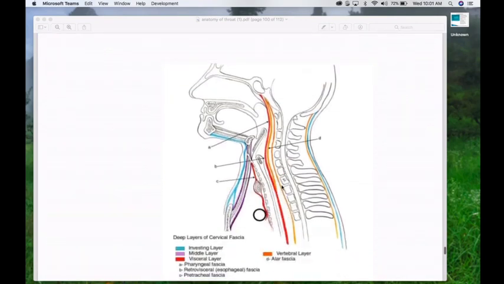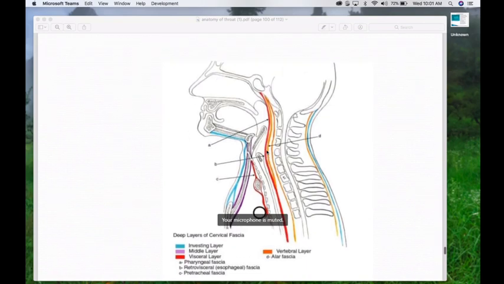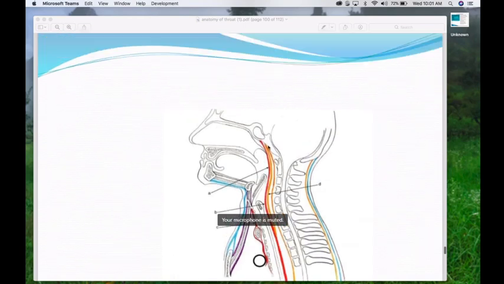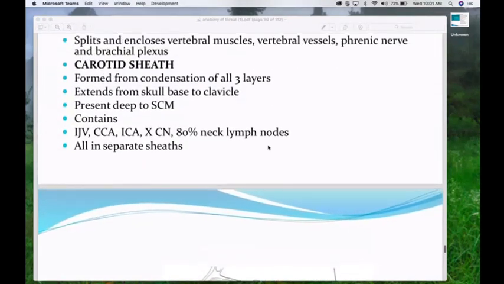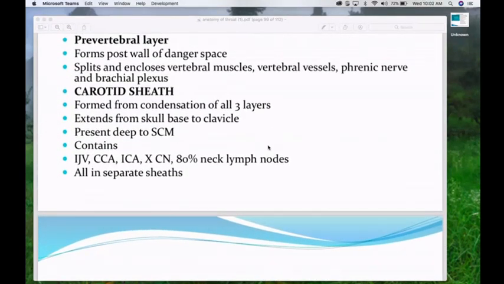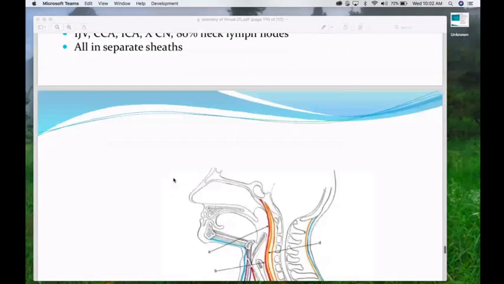So in this picture, this prevertebral layer is this orange one, and this one is the alar layer. Now the carotid sheath is formed from condensation of three layers, extends from the cervical region and is present deep to the sternocleidomastoid and contains the internal jugular vein. I have told you this before.